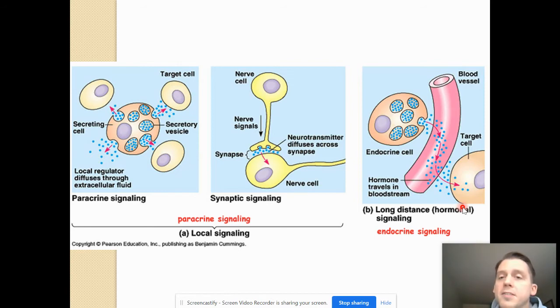So an example of this, your endocrine system may release a signal in your brain and it may respond to it near your abdomen. So it could be the pancreas responding, or it could be ovaries or testes responding to that endocrine signal.